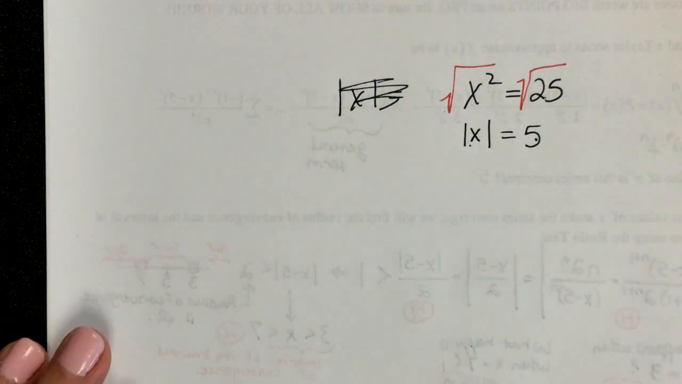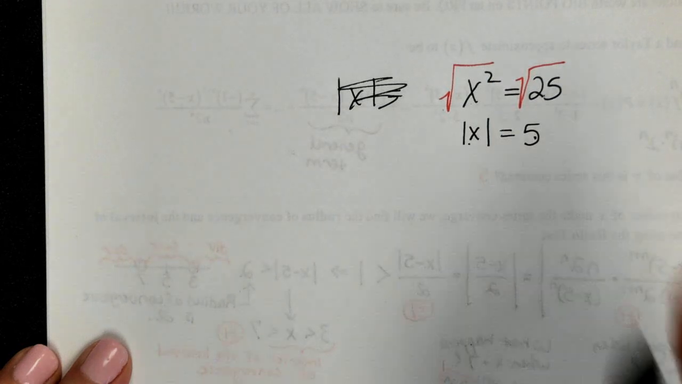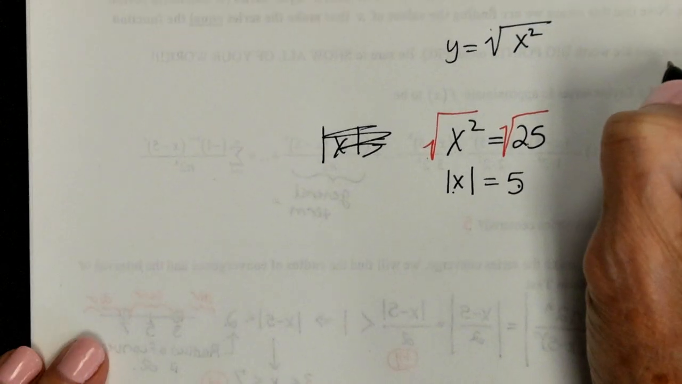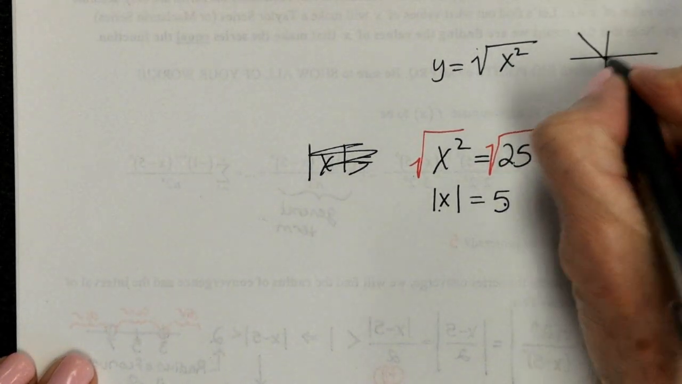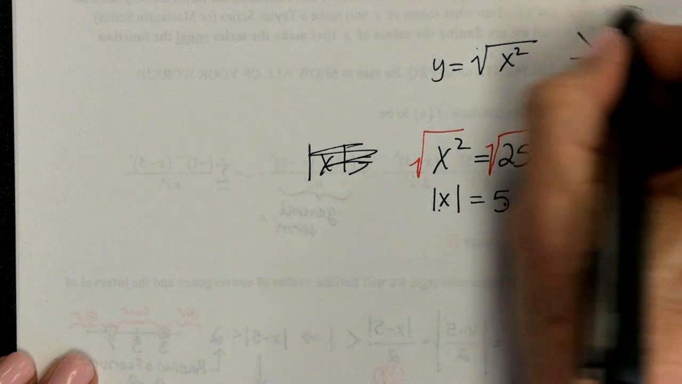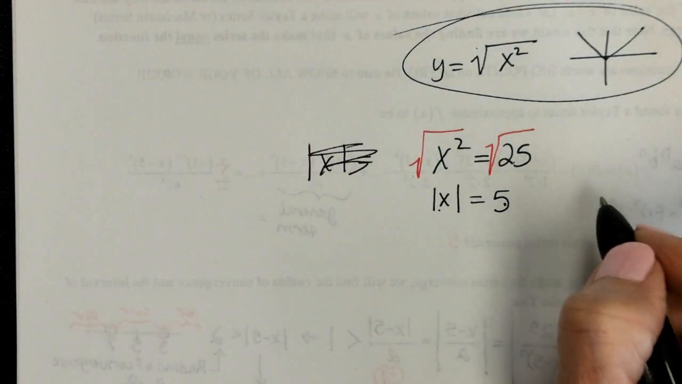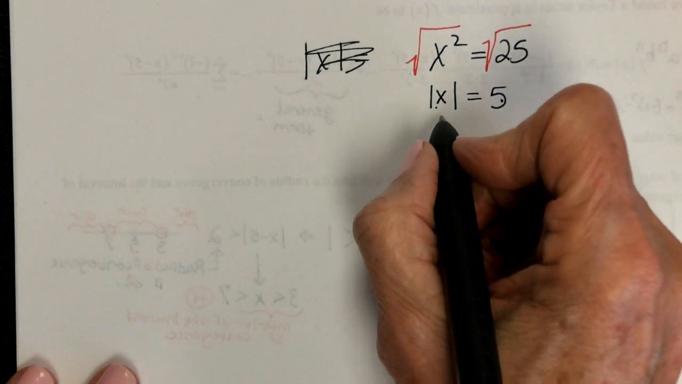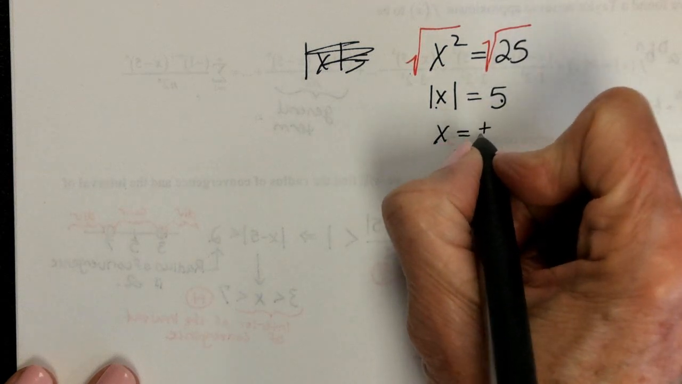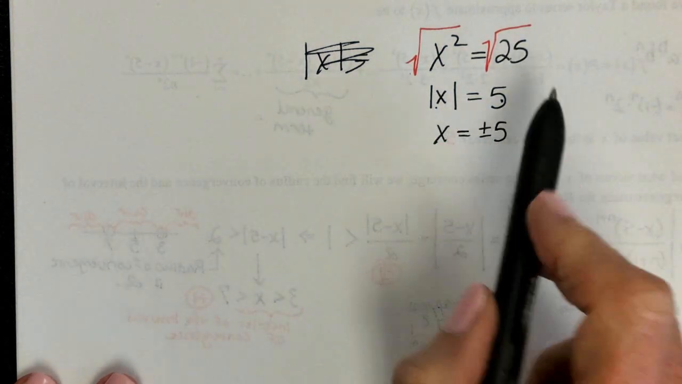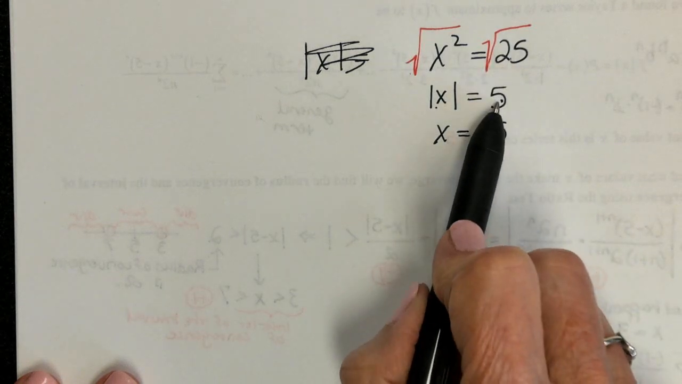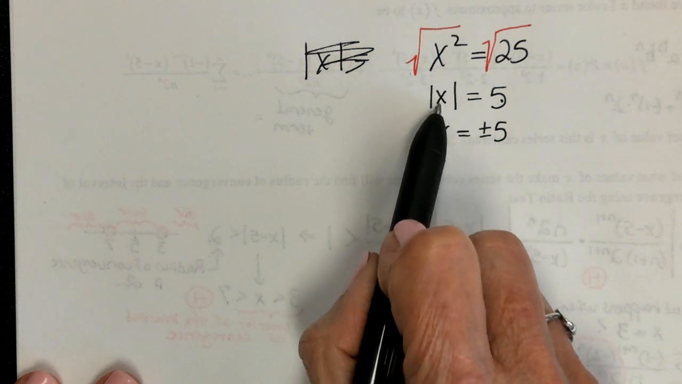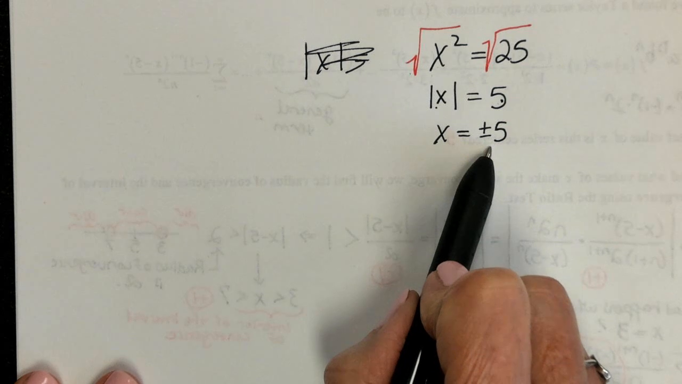If I were to graph in my calculator y equals the square root of x squared, it would look like that. It is the absolute value of x. Try it. If you don't believe me, try it. That's the graph of that. It is not x. It is the absolute value of x. That is why we say x is equal to plus or minus 5. Not because the square root of 25 is plus or minus 5, but because the square root of x squared is the absolute value of x. Therefore, x can be positive or negative 5.